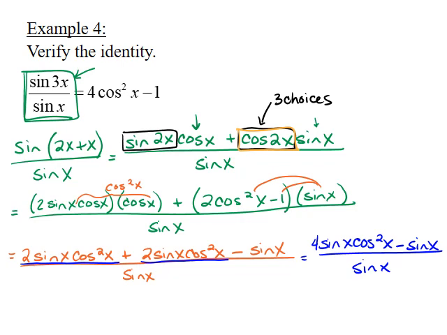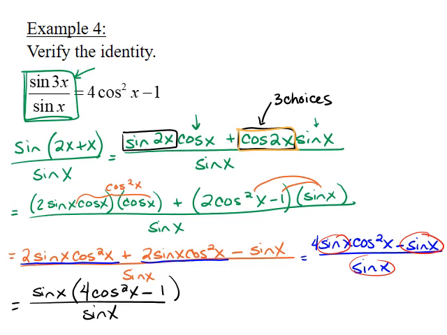Now on the right-hand side, I don't have any sines. I don't have a fraction. So I might want to see if I can do something with all of these sines. And in fact, I can. I can factor out sine of x in the top. So I'm left with 4 cosine squared of x minus 1 all over sine of x. And then the sine of x's cancel, and it leaves me with 4 cosine squared of x minus 1, which is what I wanted to achieve.